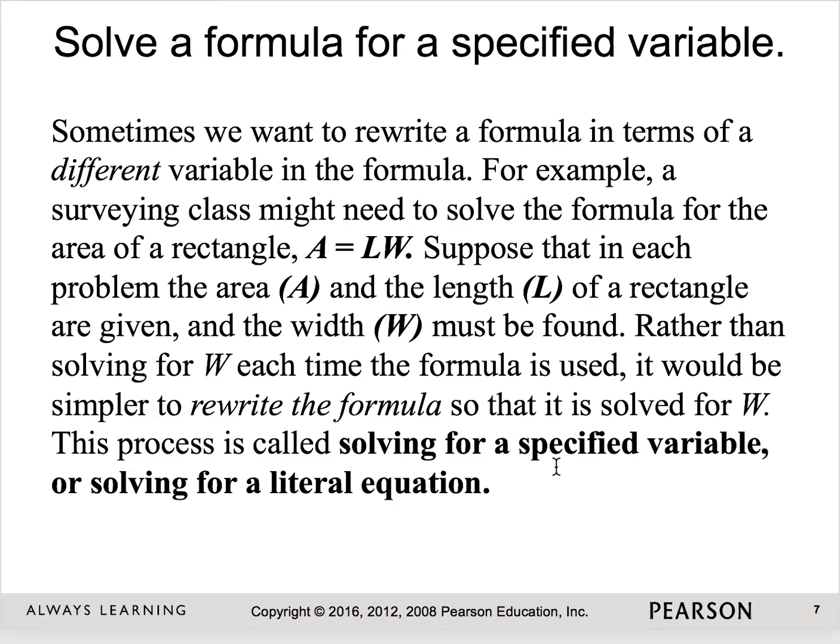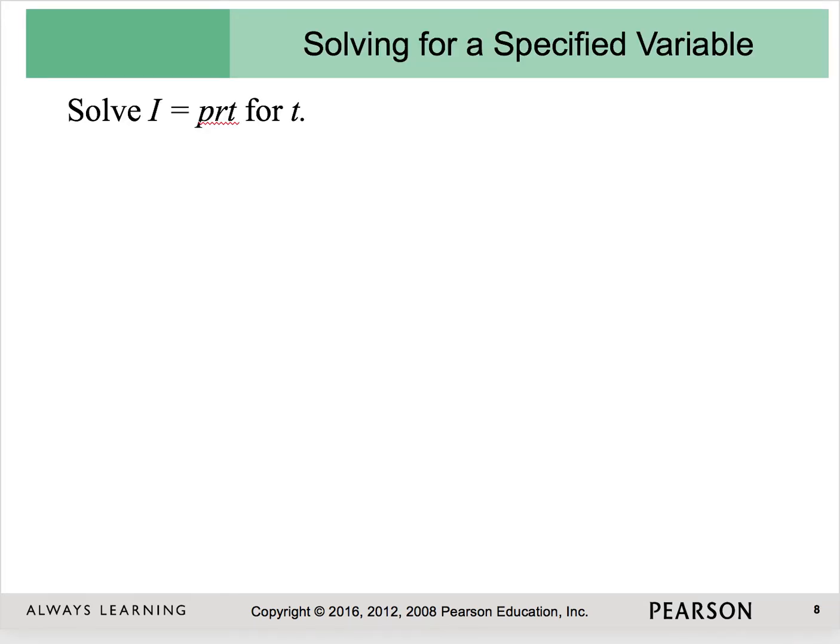The great thing about that is we have to be told which variable we're solving for, but then after we're told that, we treat all the other letters in there, the other variables, as constants, and we use the exact same steps. So let's see what that's going to mean for us. Solve interest equals principal times rate times time for the time.